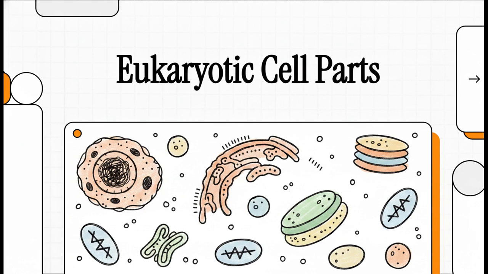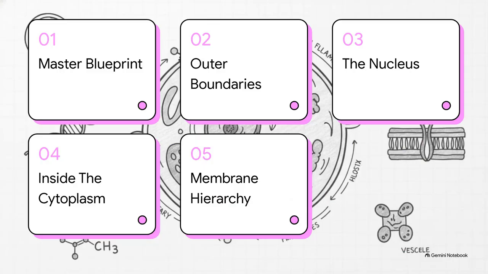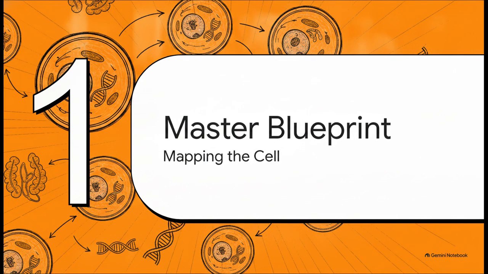Now, instead of just rattling off a laundry list of biology terms, we're going to look at exactly how these parts are structurally organized. By the end of this, you'll have a crystal clear mental model of a cell's actual architecture. Okay, let's dive right into this structural journey. We'll be covering 1. The cell's master blueprint, 2. The outer boundaries, 3. The nucleus, 4. Inside the cytoplasm, and 5. The membrane hierarchy.